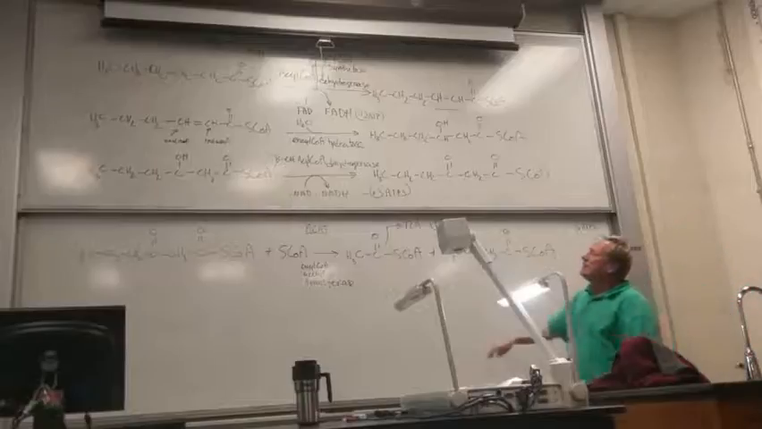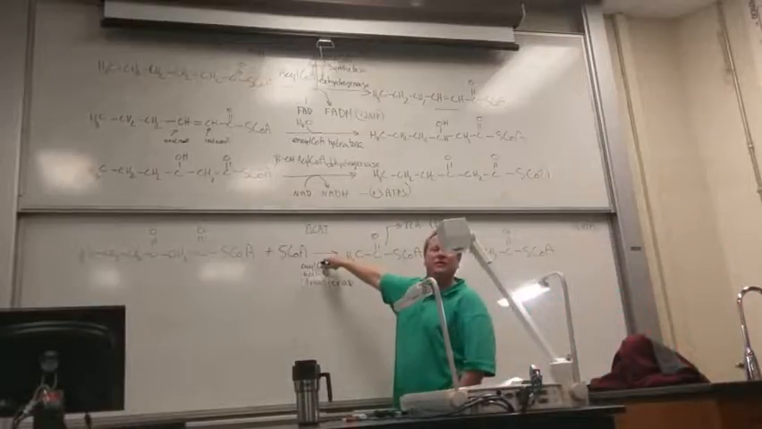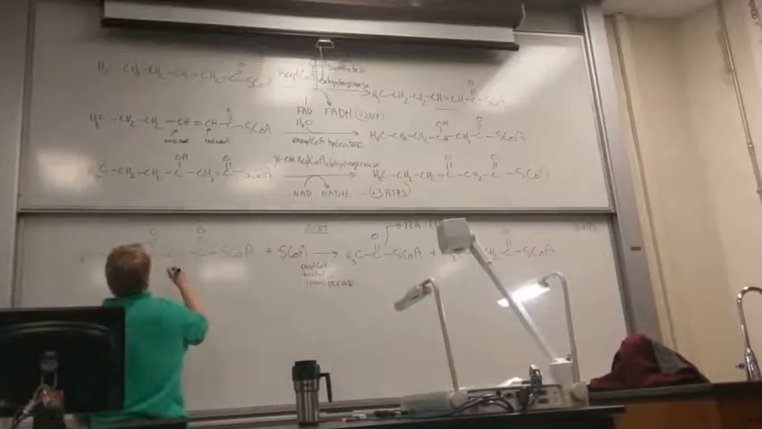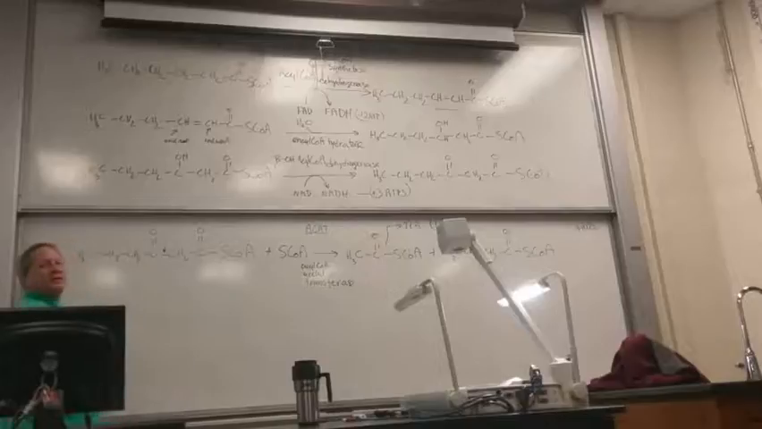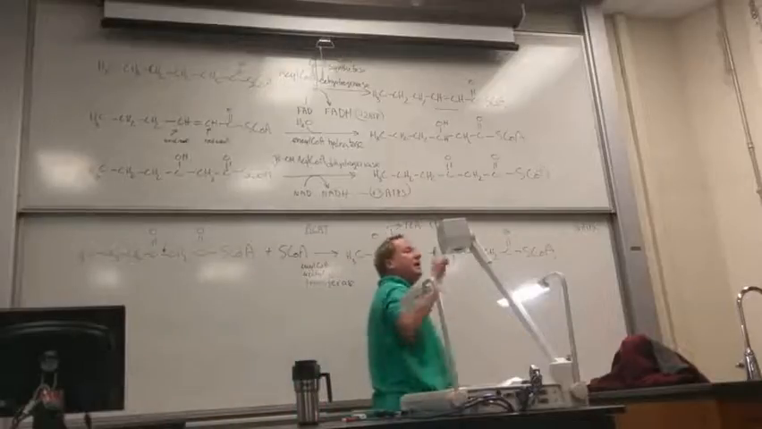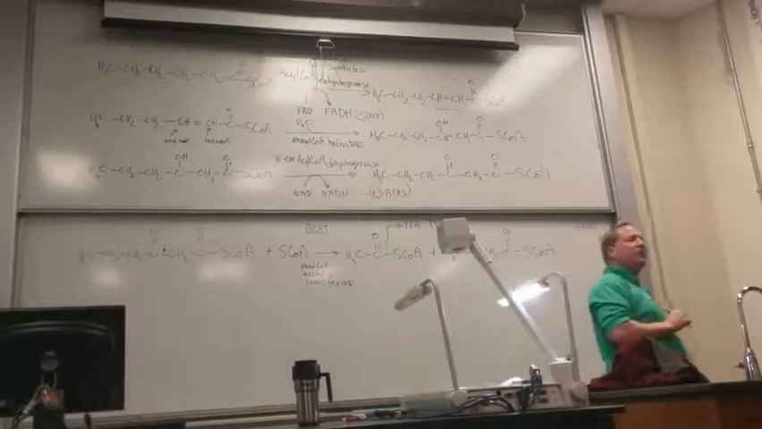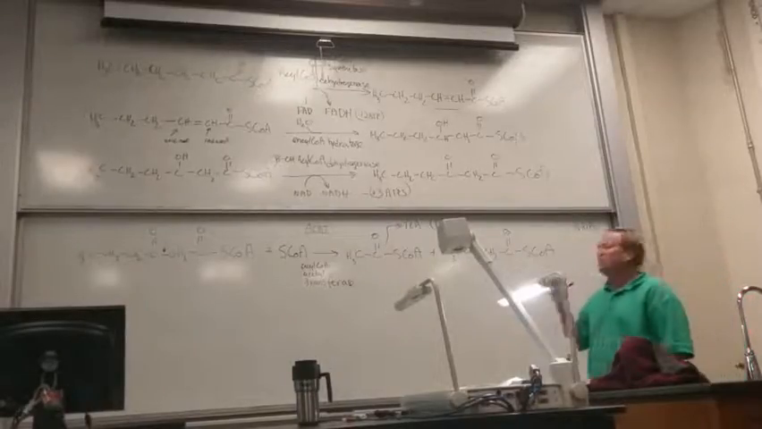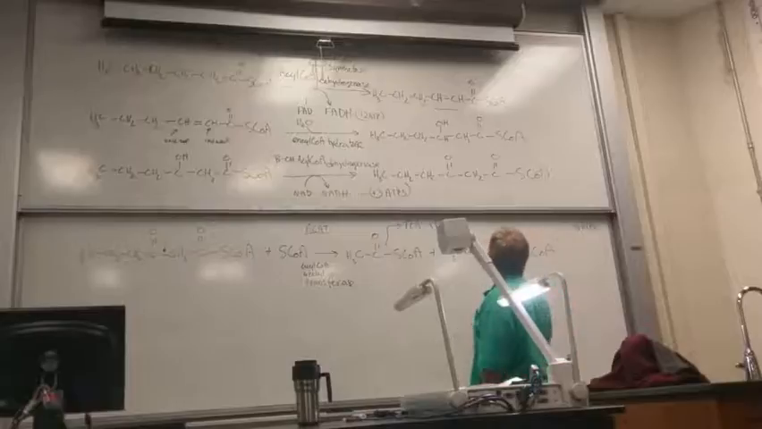Notice I did not use an ATP here. The transferase does not need an ATP. The transferase is using the energy by breaking this bond. I don't need an ATP, I have an energy source. So whenever you're starting with a fatty acid, it's only one ATP, and that's the first time you add the CoA to the fatty acid. After that, you're done using ATPs to go further.